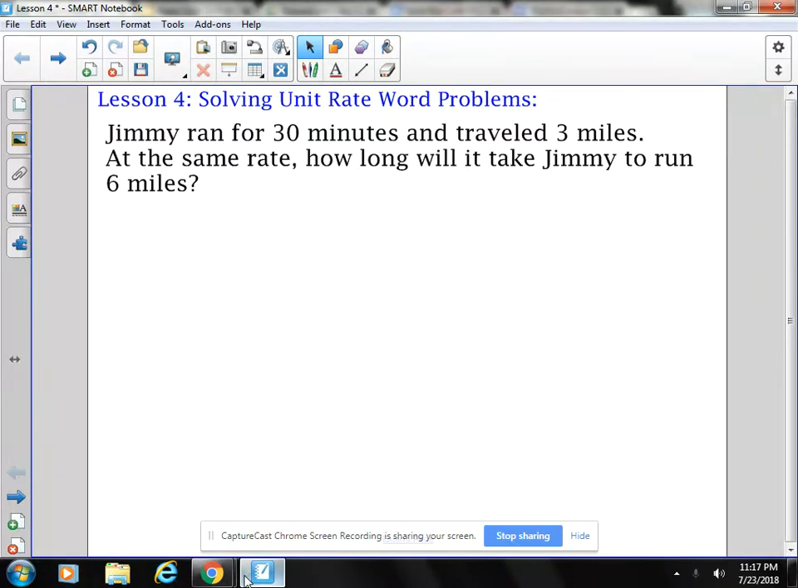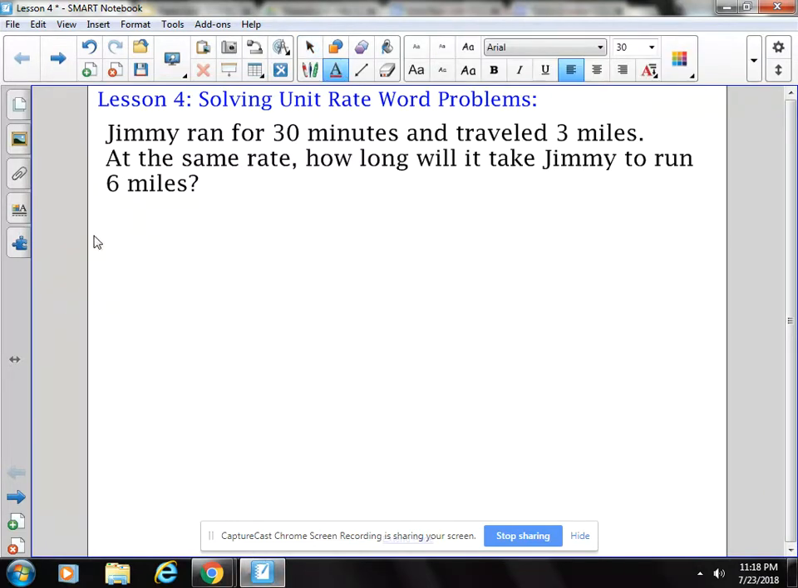So let's take a look. Jimmy ran for 30 minutes and traveled 3 miles at the same rate. How long will it take Jimmy to run 6 miles? There are multiple ways to solve these types of problems, but the way we're going to do it here is with a proportion.